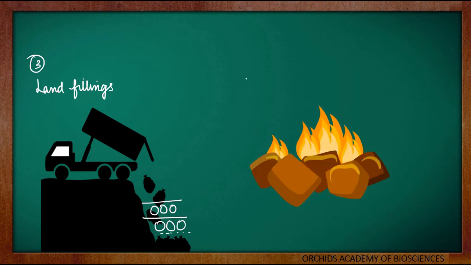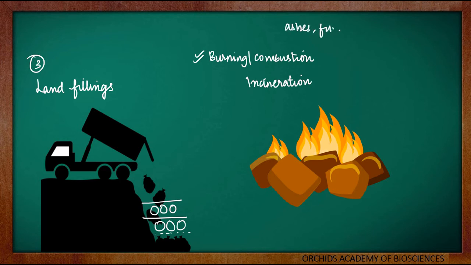Moving on to the next method, that is incineration, which is also called as burning or combustion. As the name suggests, we are going to take all the waste materials and burn it. In burning, most of the waste materials will not be there. For example, if 100% of waste was there, it will be reduced to only 10% in the form of ashes and fumes. But the problem with burning is that it will produce a lot of environmental problems. So this is not environment friendly.